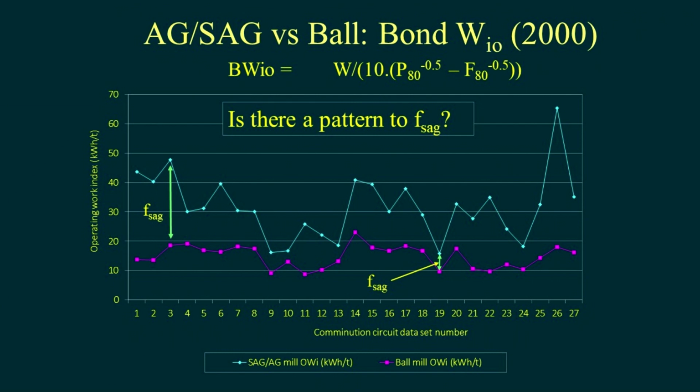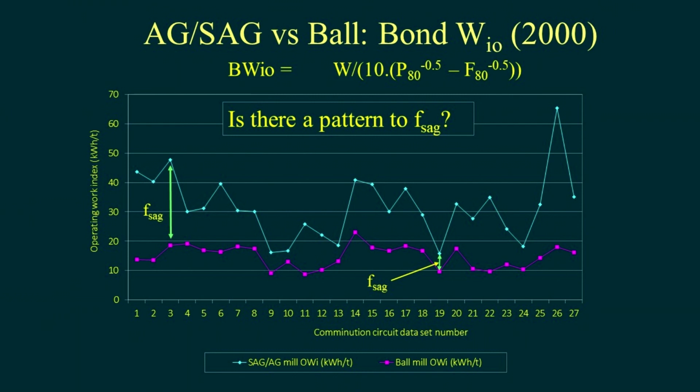But what I want to show you is that in this circuit, look how high the operating work index is for the SAG mill, 45 kilowatt hours per ton, compared to the ball mill. That is what the researchers and the engineers of the day would call the FSAG. So I thought, I'm onto something here, because in some cases FSAG is small. So I started to look at each of these operations to see if I could find a pattern.